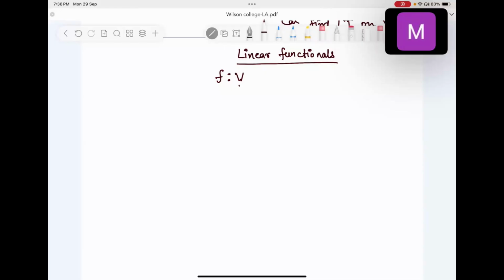So suppose V is a vector space, and the field for the vector space is F. And if you take a function from V to F, and this function is linear, then this kind of function is called a linear functional.